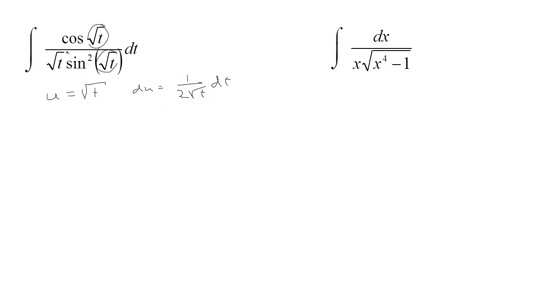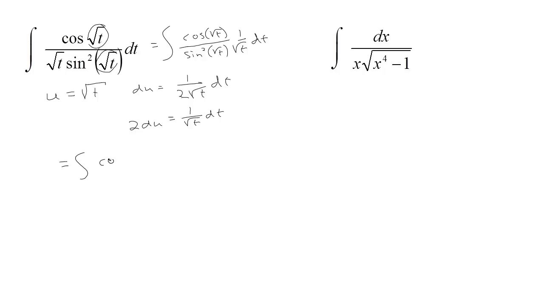I have here, if I rearrange slightly, cosine root t, and downstairs I have sine squared root t, and then I have a 1 over root t and a dt. So I actually have almost 1 over 2 root t dt. So one thing I could do would be to solve for 1 over root t dt by multiplying both sides by 2. So I find 1 over root t dt is actually 2 du.